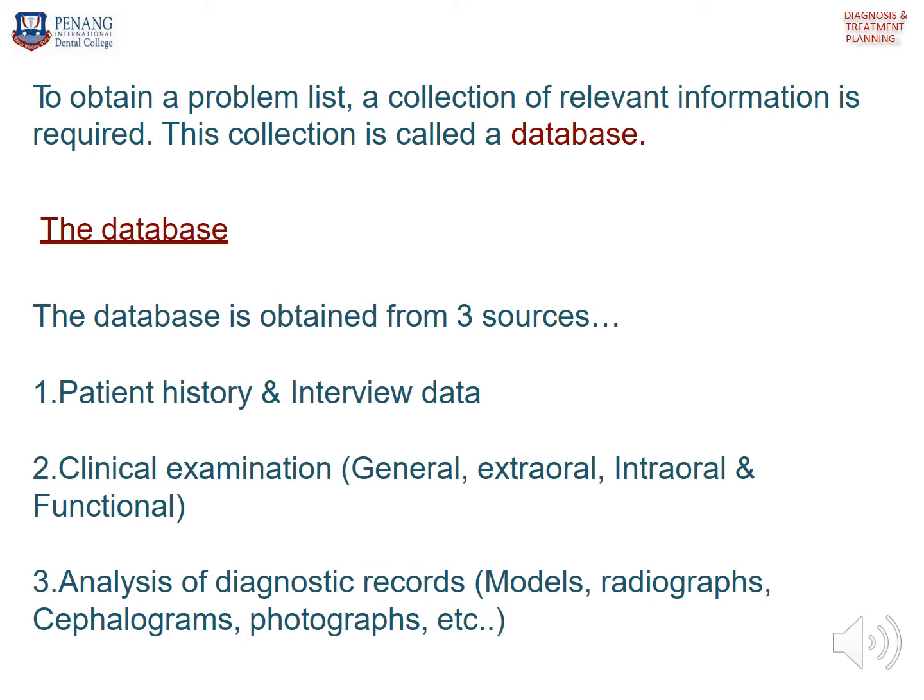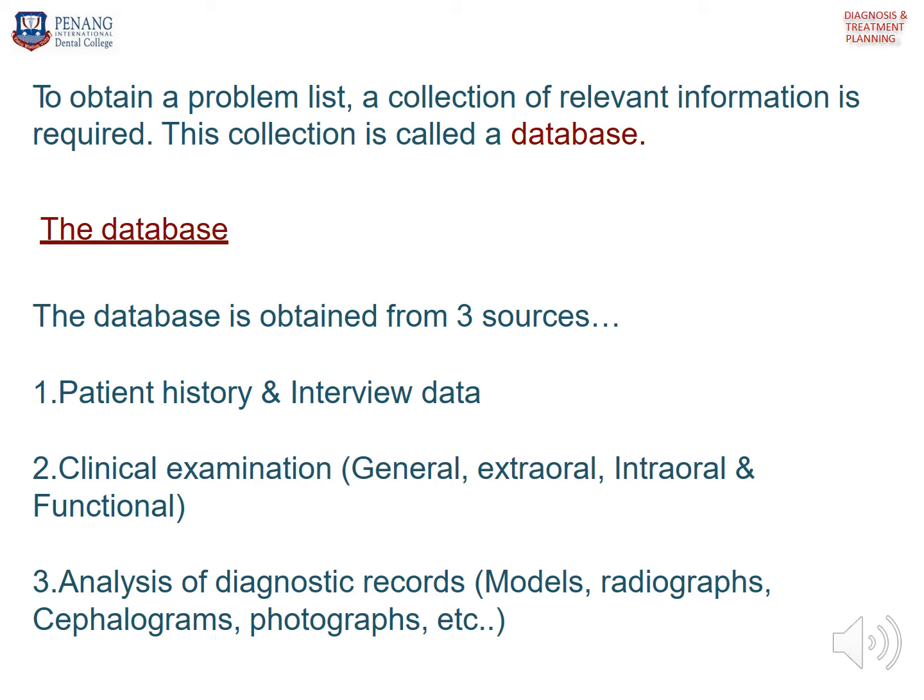How to obtain a problem list? So in order to obtain a problem list, we need to collect a data, and then this collection is called a database. The database is obtained from three sources. Firstly is the patient history and interview data. Secondly is the clinical examination based on the general examination, extraoral examination, intraoral and functional examination. And thirdly is the analysis of the diagnostic records.